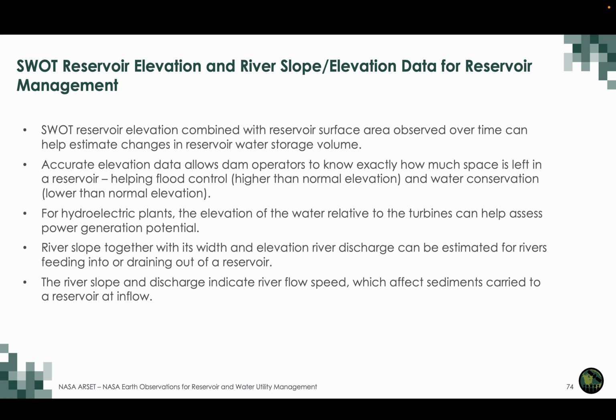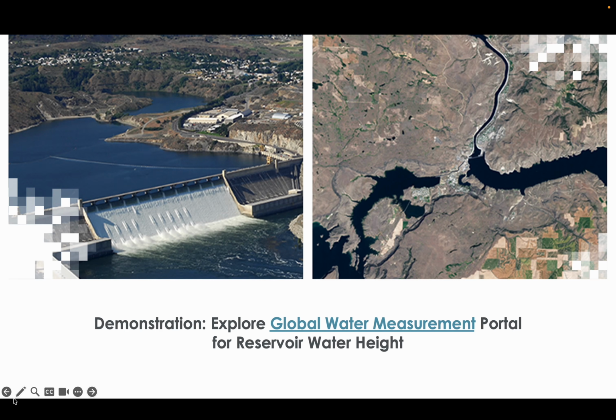River slope, together with its width and elevation, lets river discharge be estimated for rivers feeding into or draining out of a reservoir. And finally, the river slope and discharge indicate river flow speed, which affects sediments carried to a reservoir at inflow, and so that helps in mitigating sedimentation issues in reservoirs. With that, we'll have a brief demonstration of the Global Water Measurements portal.